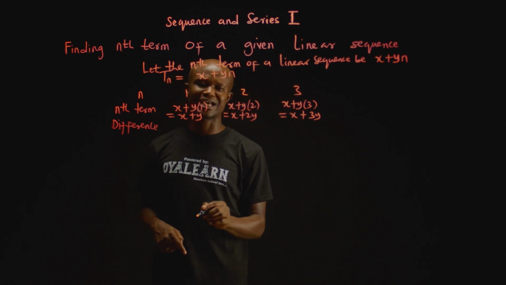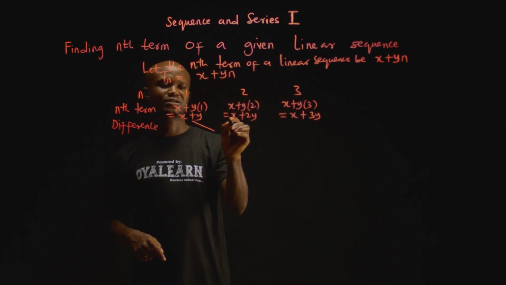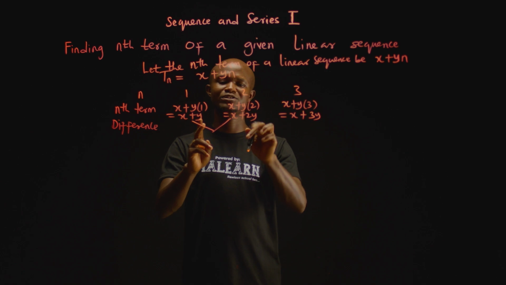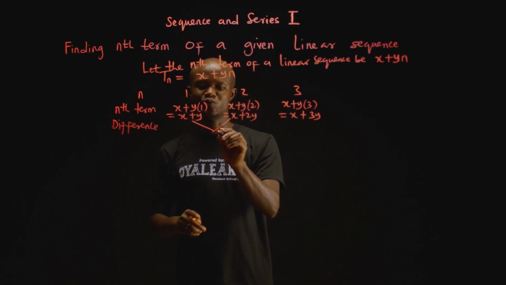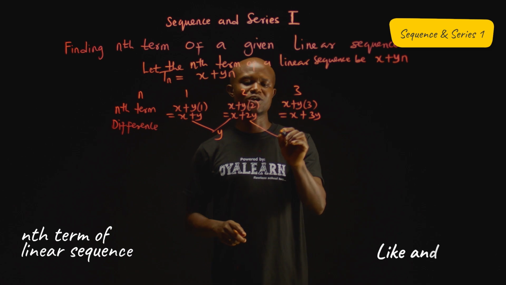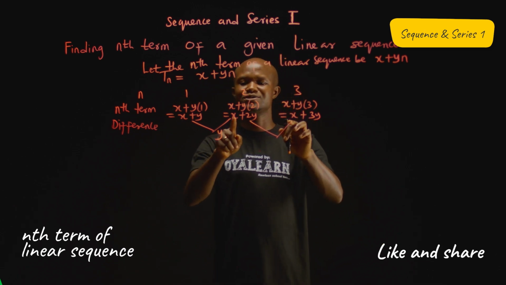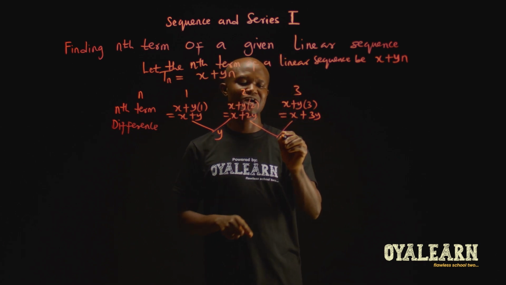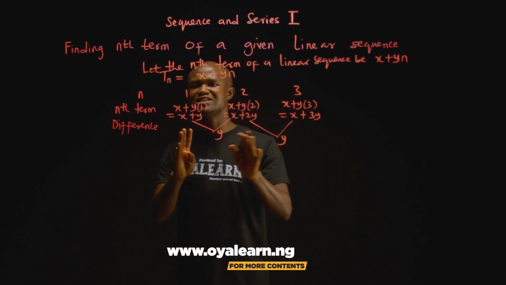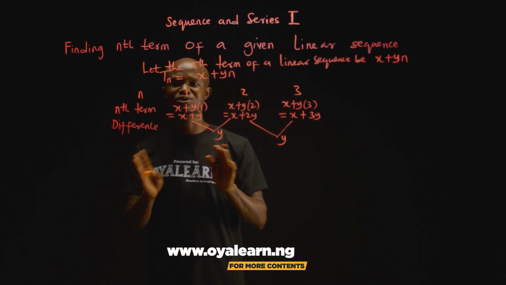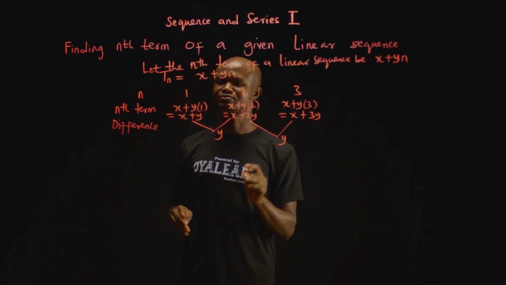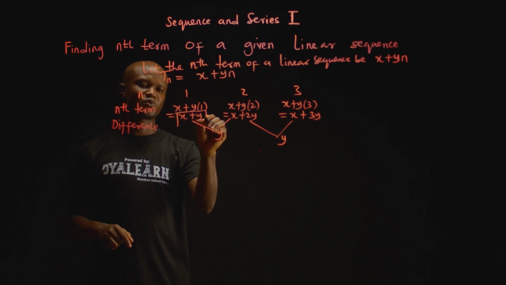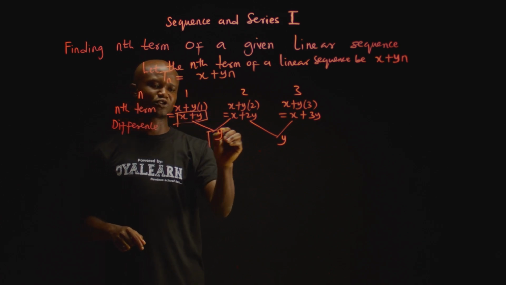So in this case, we need to get the difference. The first difference here, x minus x, that is 0. Then 2y minus y will give us y. And the next one here, we have x minus x, that is 0, and 3y minus 2y, we have y. We can see that the difference between consecutive terms is the same. So, in solving some problems, we are going to be using x plus y and y.